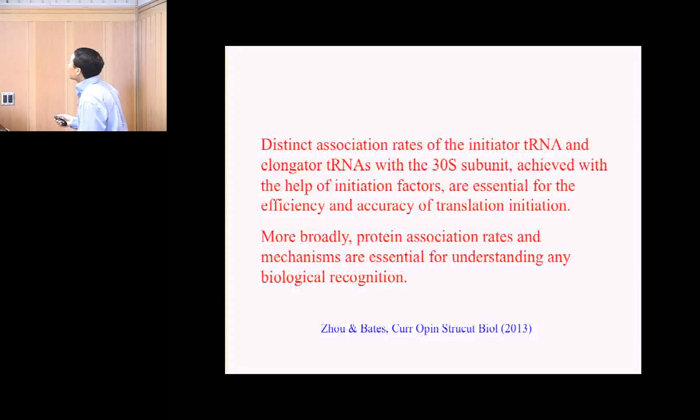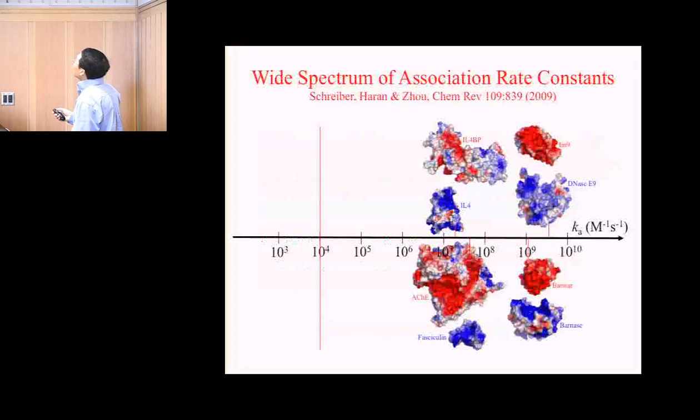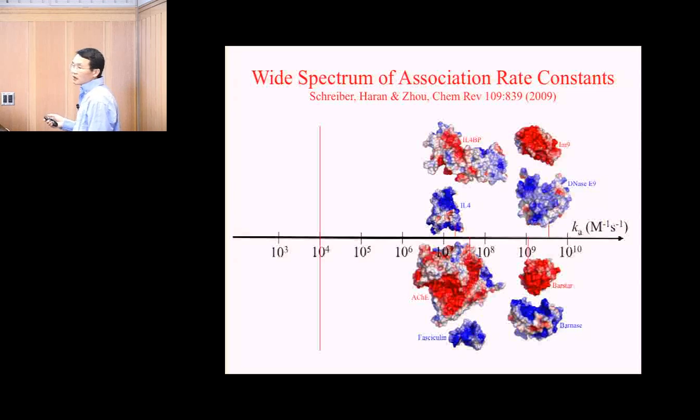Now, if we look at the observed rate constants of protein association, we find that they span a very wide range, about 10 orders of magnitude. So there are complexes that are formed at rate constants that approach 10 to the 10th per mole per second. There are also complexes that are formed at rate constants that are around 1 per mole per second. So there is this 10 orders of magnitude difference.